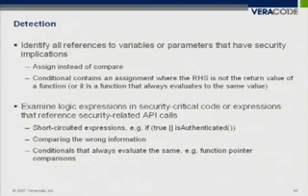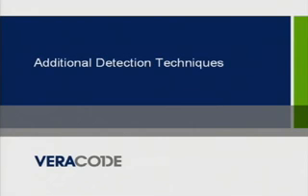Also look for logic expressions in any security critical code that are botched, like a short-circuited expression. There's an example there: if true or is_authenticated. Now somebody's not going to put true, but they might put something that always evaluates to true, kind of like the function pointer comparison. So any sort of logic expression that gets short-circuited could be potentially suspicious.